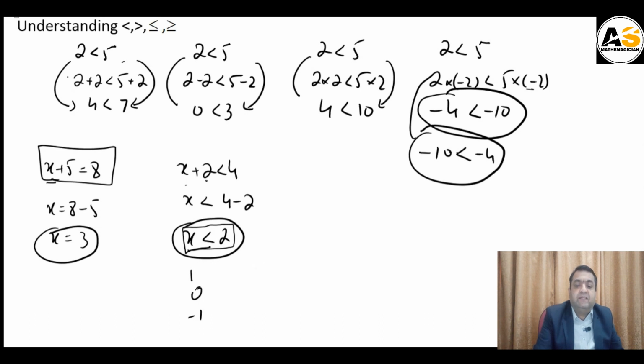And how do we represent that solution? We represent that solution on the number line. Actually, this is the solution which gives you x should be less than 2. Any value less than 2 will satisfy this inequality. And on the real line then, this is the real line.